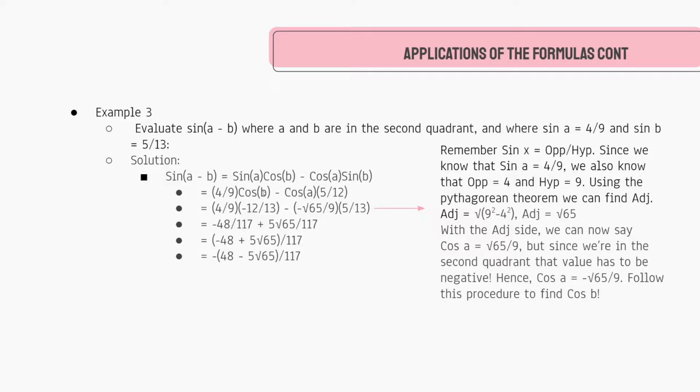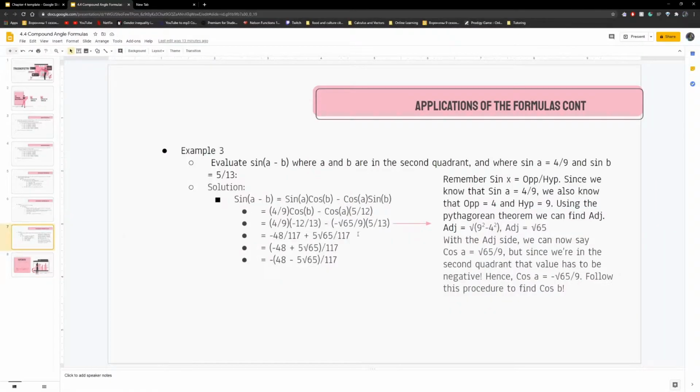Okay, so we know that we're dealing with sine of a minus b. So immediately just write down the formula so you don't forget it. Sine of a minus b is equal to sine a times cos b minus cos a sine b. Now, from here, we already know 2 of the values. We know what sine a is and sine b is, so we plug those in. So we get 4 over 9 times cos b minus cos a times 5 over 13.